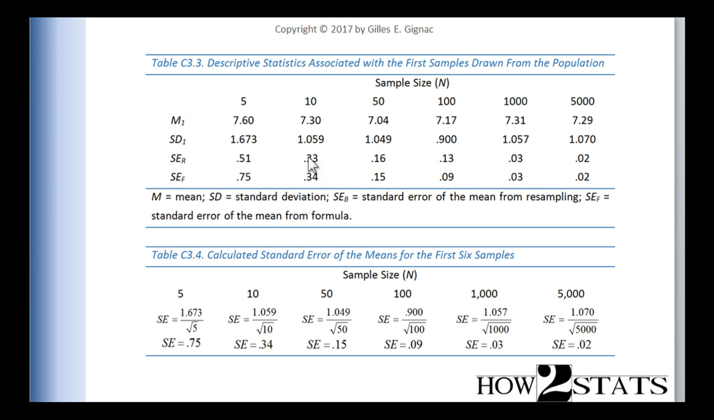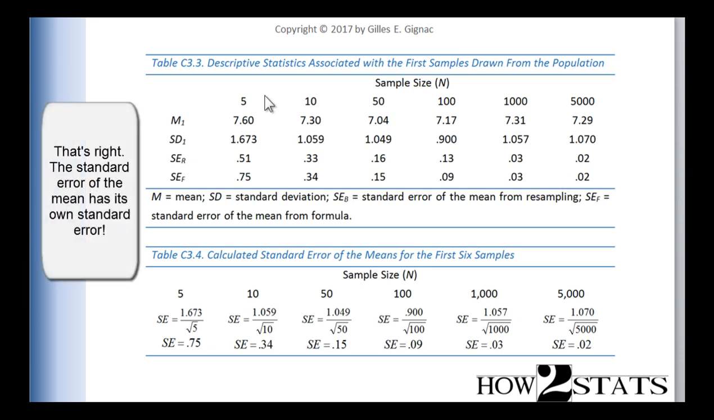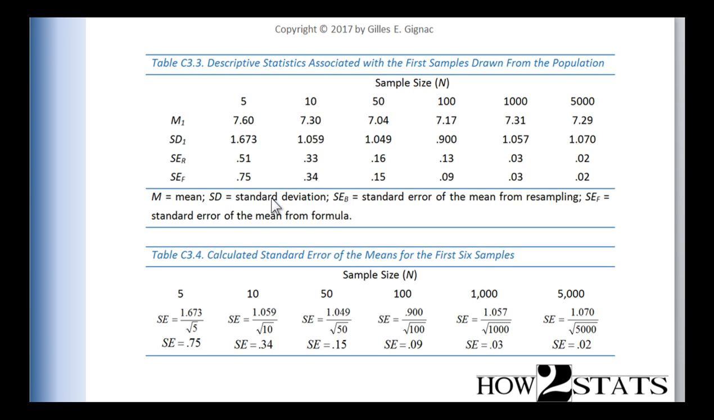But as I get into larger and larger sample sizes, the standard error estimated through resampling and the standard error estimated through the formula approach begin to converge on each other because of the power associated with increasingly large sample sizes to estimate accurate standard errors of the mean. So to recapitulate, resampling and formula-based approaches are basically two different approaches to the estimation of the same phenomenon, which is standard error of the mean.